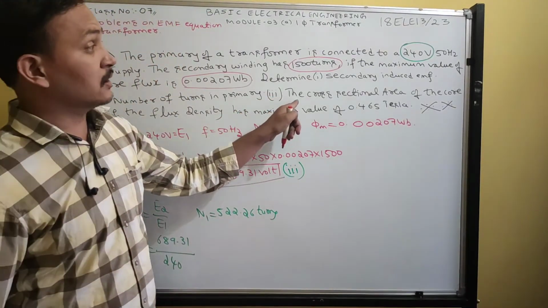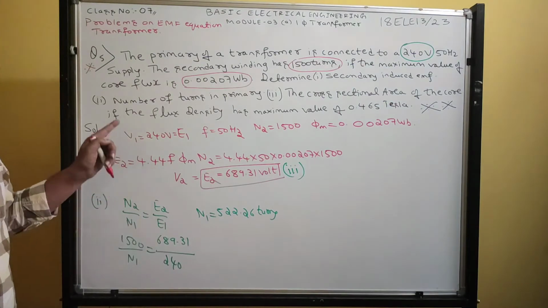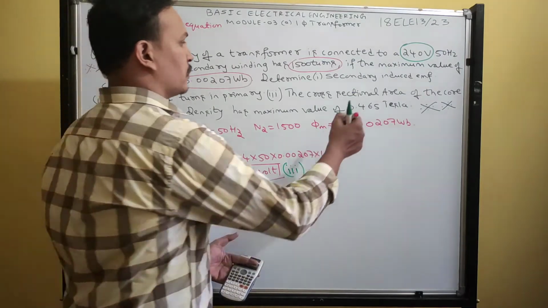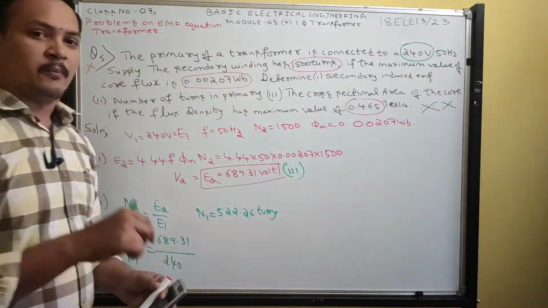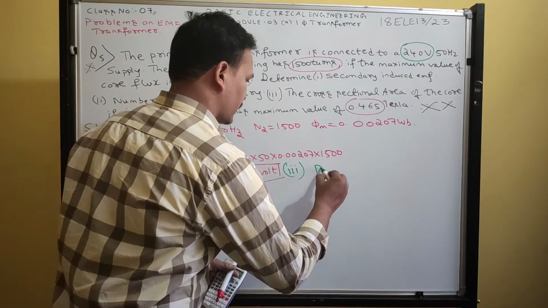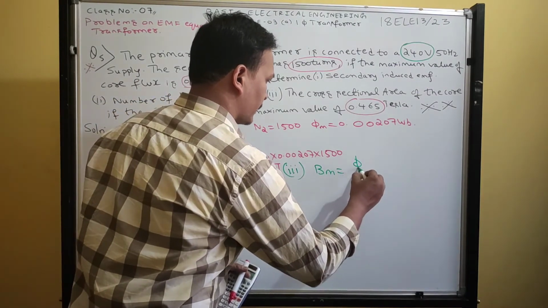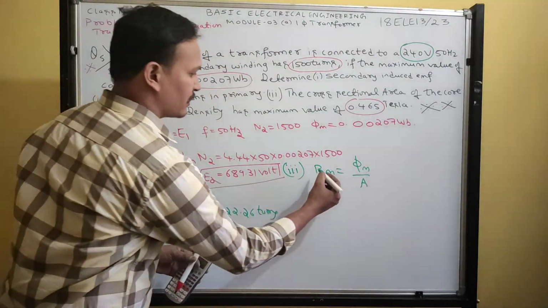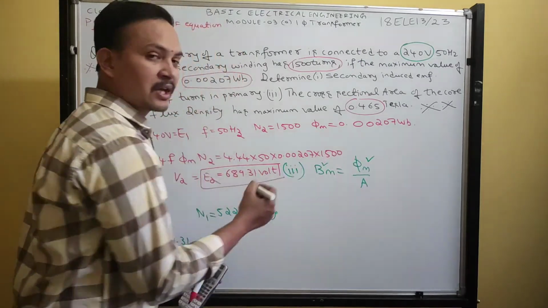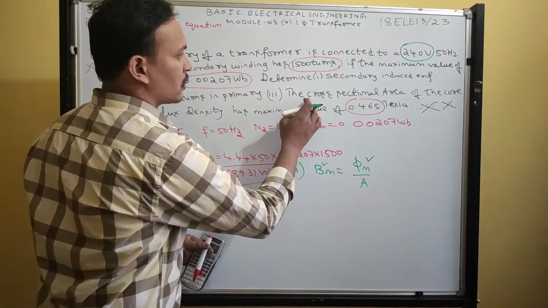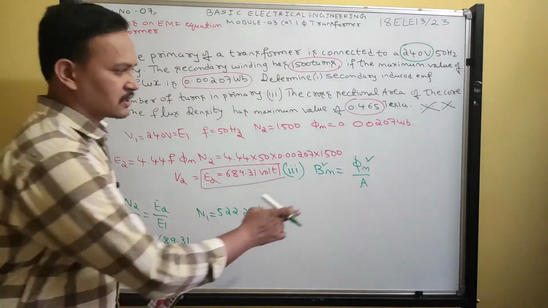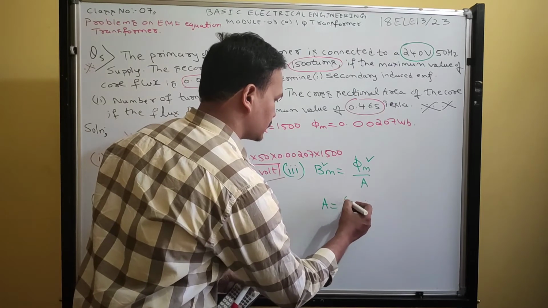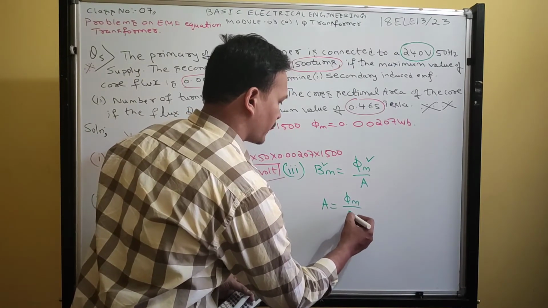They are asking, find the cross-sectional area of the core if the flux density has a maximum value of 0.465 Tesla. Maximum flux density is given. So what is the definition of flux density? Number of flux passing through each unit area. Now they have given flux density data and maximum flux value. They are asking to calculate the cross-sectional area of the core. So from this we can write area is equal to Φm by Bm.